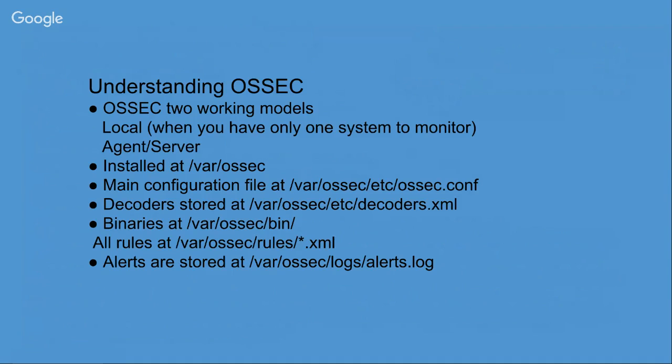It's installed at Ossec. It works on a Linux machine. The main configuration file is set up at Ossec etc ossec.conf. Your decoders are stored at Ossec etc decoders, binaries at Ossec bin, and all your rules at Ossec rules.xml if you are doing database. And your alerts are stored at Ossec logs alerts.log.